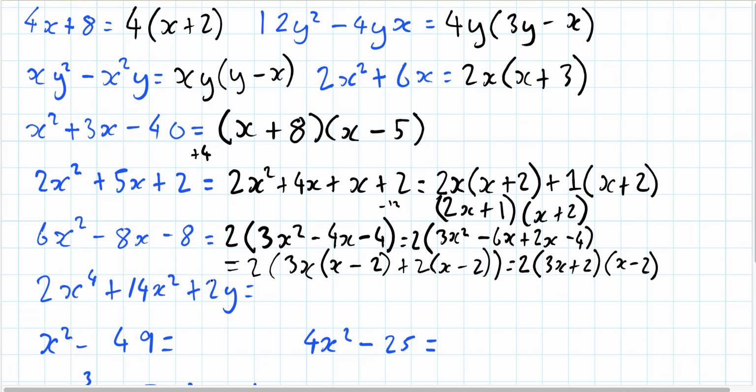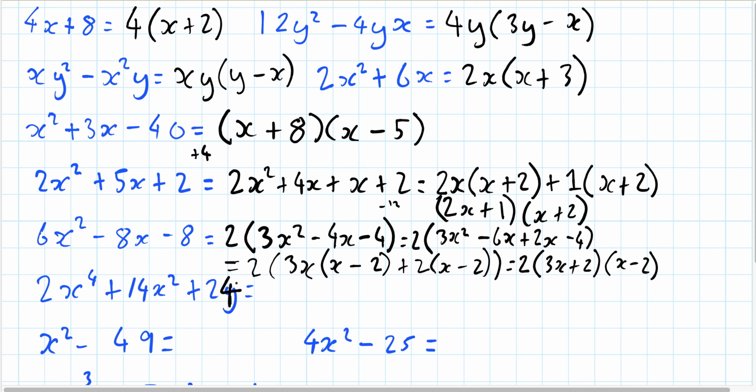Okay, next up we have 2x to the power 4 plus 14x squared plus 2y. I'm not sure if this y is meant to be there. Let me just check the textbook. So that is meant to be a 24.